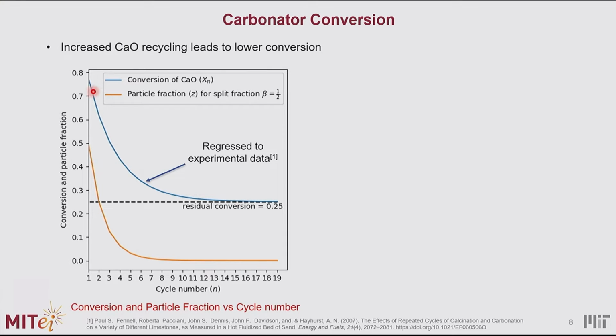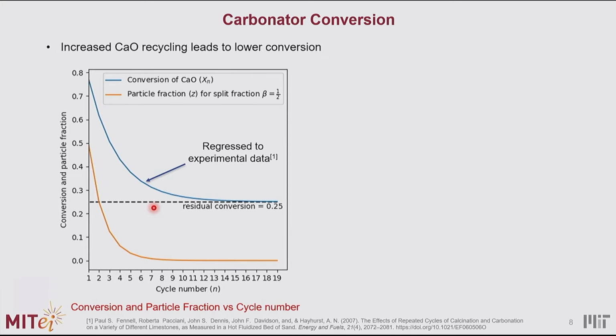But how many particles are reacting with this conversion at each cycle? So here is another curve that shows, at a value of beta as a split fraction of calcium oxide of half, in the first cycle, you're recycling 50%, beta is equal to half. And then you're getting 50% as a fresh feed. So 50% of the particles will be reacting with the maximum conversion. And then in the second cycle, it would be 50% of the 50%. So it will be 25% reacting with this lower conversion, and so on.